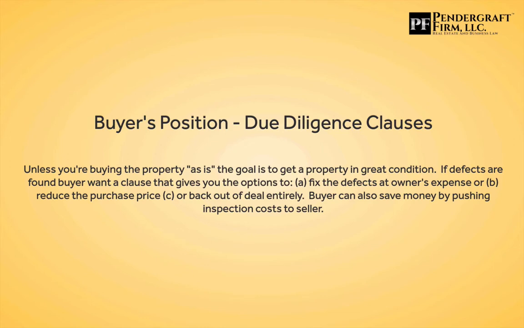Buyer's position. When you're buying a property as is, the goal is to get the property in great condition. So if defects are found, the buyer wants a clause that gives you the option to fix the defects at the owner's expense, or to reduce the purchase price, or to back out of the deal entirely. And the buyer can also save money by trying to push inspection costs to the seller. However, I think most sellers probably push that cost to the buyer. That's probably how it plays out usually.